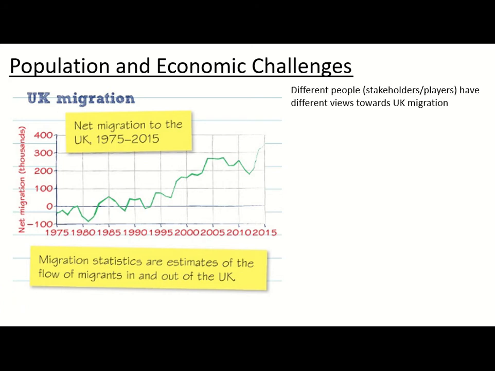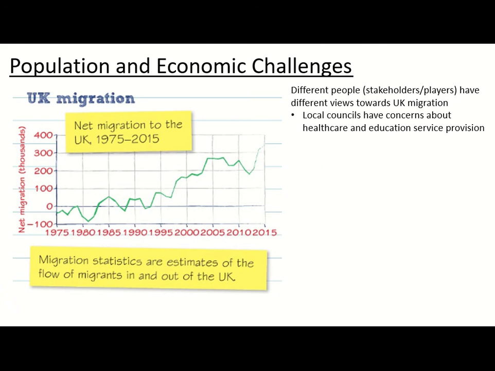Now, you need to be aware that different people have different views towards immigration or migration, and you need to be aware of every person's different views. A lot of it is common sense. Someone who's unemployed in the UK in an area where there's lots of migrants who are working is going to be not necessarily too pleased with migration because they see it as a barrier to them getting a job. Some of them are very much obvious kind of things.